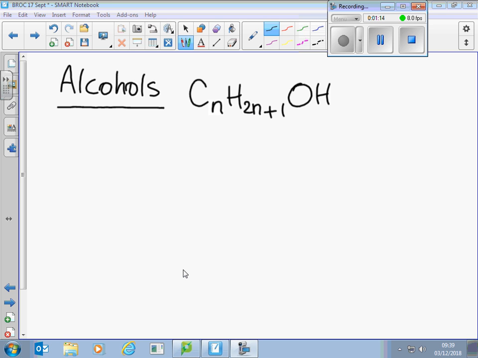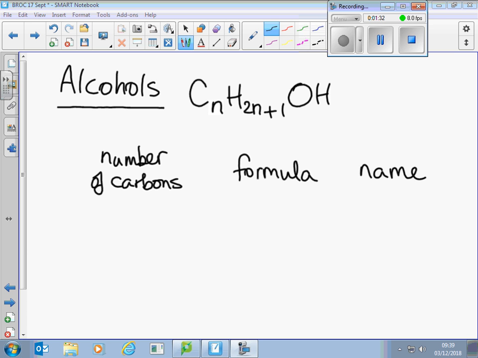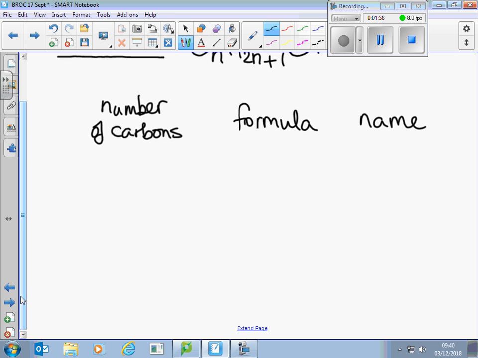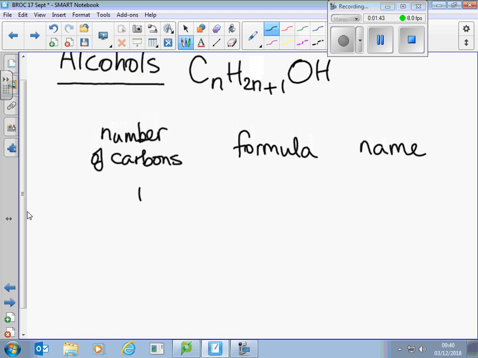So if we start with number of carbons, formula, and name, that should make it work. If we've got 1 carbon, what's the formula of our alcohol? It is C1, but we never put a 1, do we? So it's just C on its own. So yeah, absolutely right. CH3OH. Now, what's the starting part of the name if it's only got 1 carbon? Meth, yeah. So it's methanol.